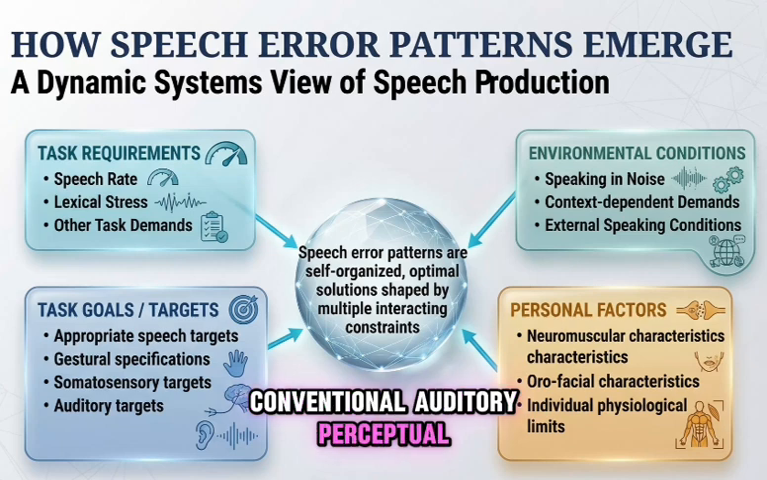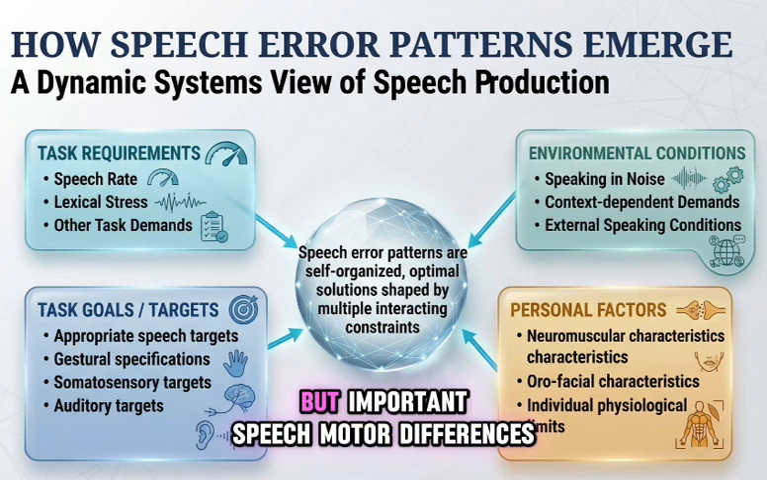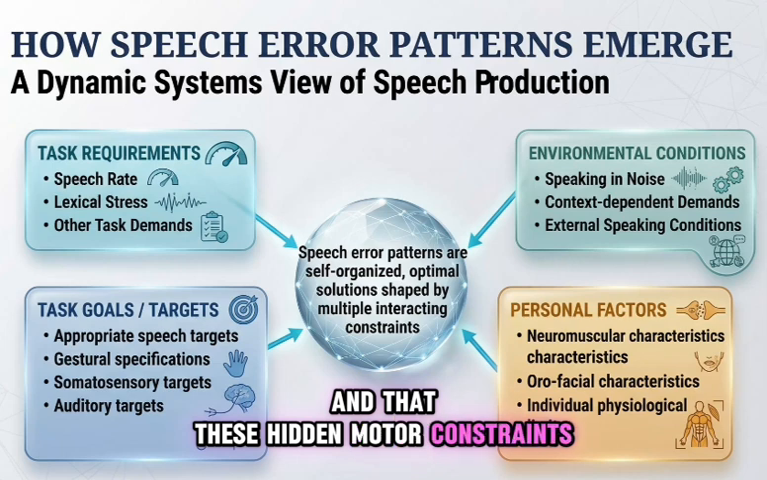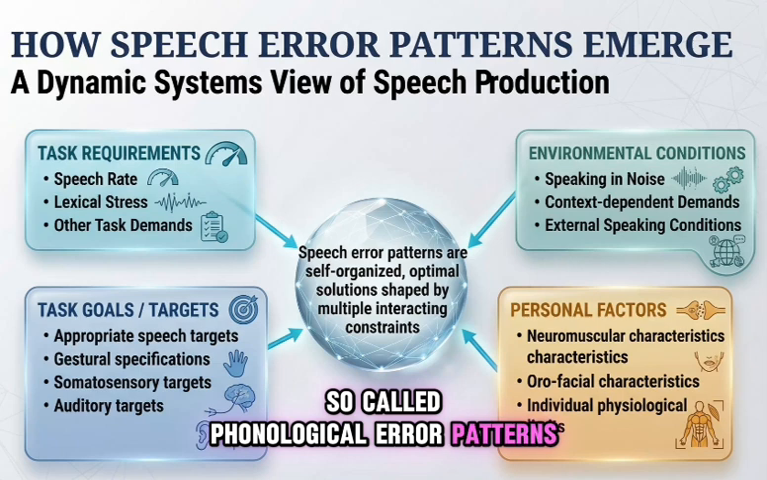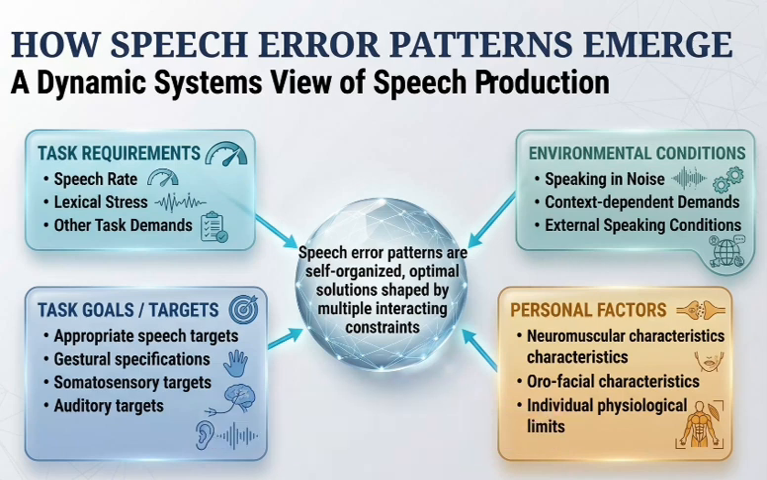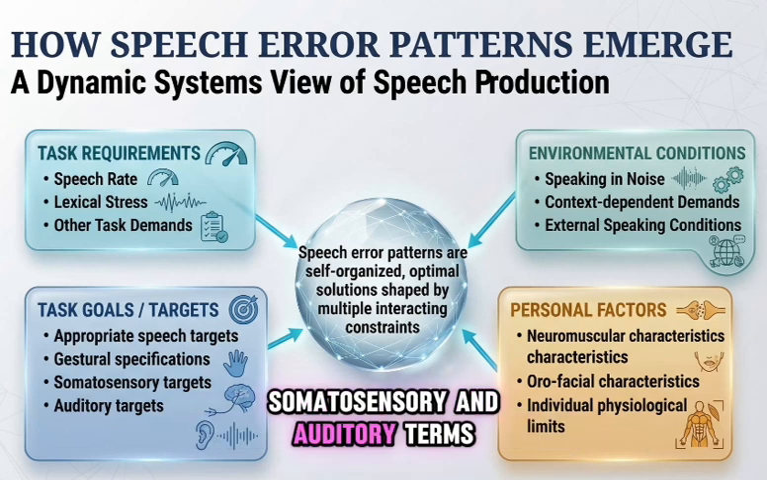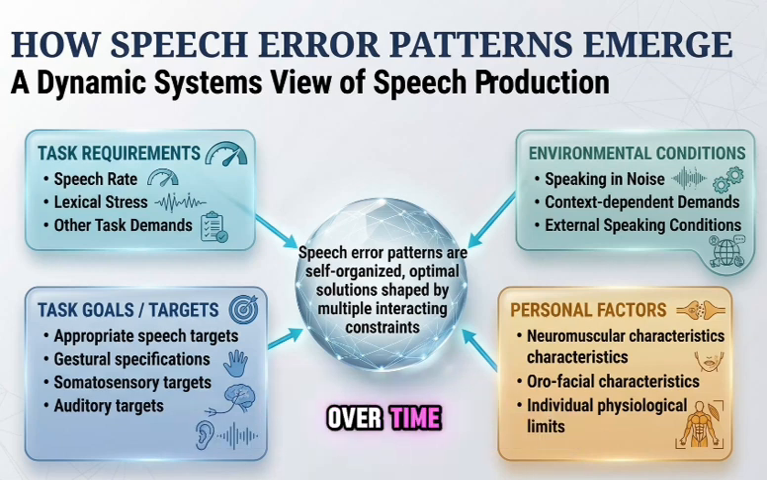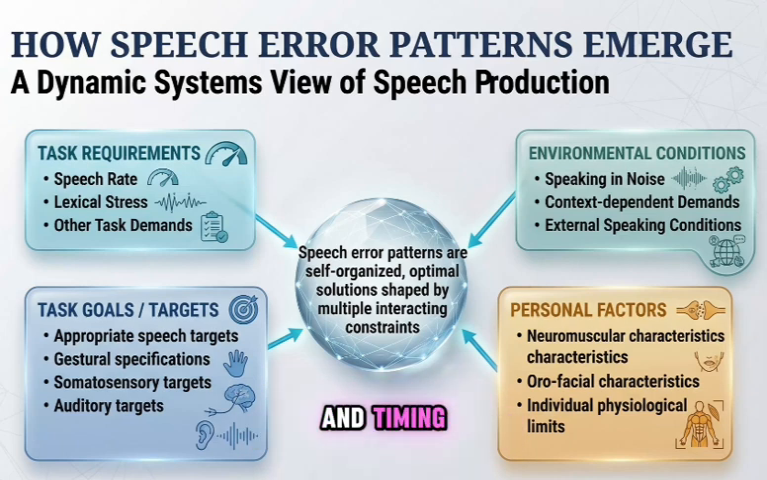Conventional auditory perceptual or IPA transcription approaches can miss subtle but important speech-motor differences, and these hidden motor constraints may contribute directly to the so-called phonological error patterns we hear. Finally, the child is aiming for task goals or targets, appropriate speech targets represented in gestural, somatosensory, and auditory terms. Over time, children build a repertoire of action patterns for controlling force and timing.